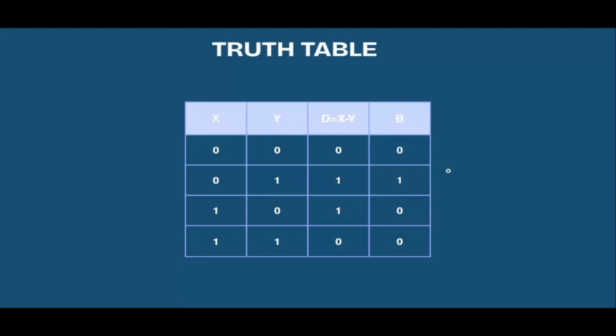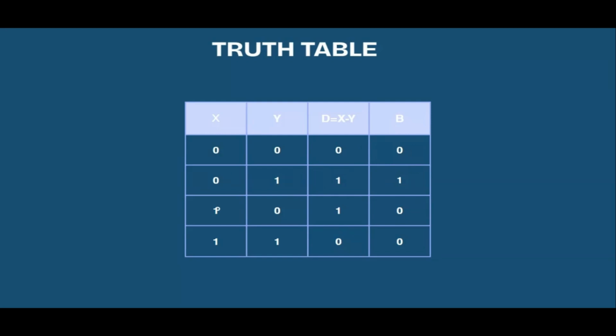This is the truth table of 1-bit binary subtraction. Here x and y denote the inputs. D is the difference and B is the borrow. So 0 minus 0 gives the difference of 0 with the borrow equal to 0.